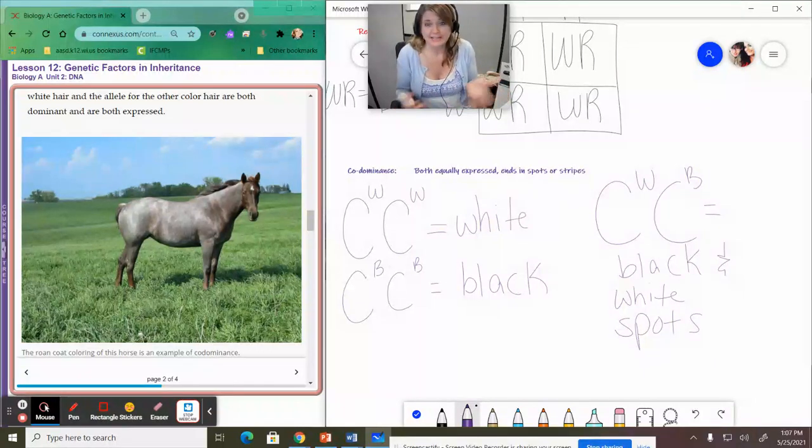All right, so that's what codominance is. So unlike incomplete dominance, you're not blending the colors. You're not ending up with a gray horse, although the picture kind of looks that way, but it's just the picture. You end up with a horse that's spotted, or you could have stripes. So this is how the striping pattern works in certain animals as well.